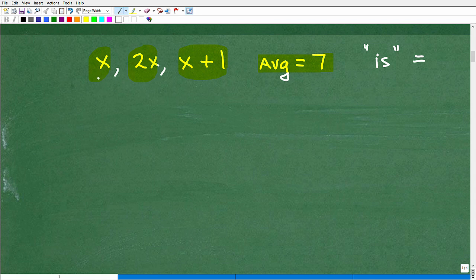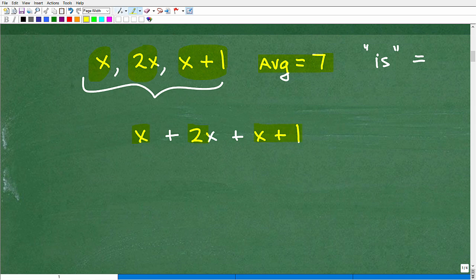So we have one number, another number, and our last number here. So we have three different numbers. The average is 7. So how would I calculate the average of these three numbers? Well, I would take the three numbers and add them up. So that would be x plus 2x plus x plus 1. I'm adding up these three numbers. And if I wanted to find the average of these three numbers, I would divide this by 3. That would be my average, but I already know it's going to be equal to 7. So there is my equation.